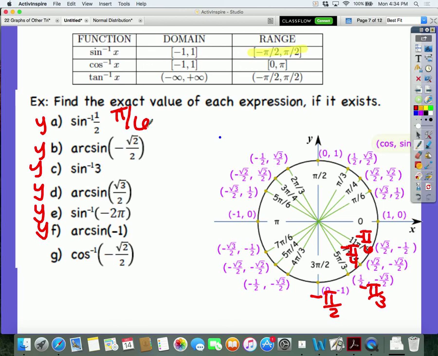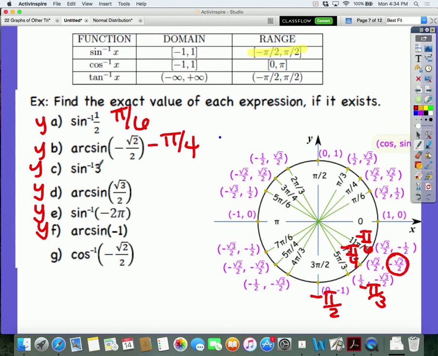Let's look at the next one. Sine inverse of negative square root of 2 over 2. Well, negative square root of 2 over 2 is right here, or at least it's where the y value is negative square root of 2 over 2. And that corresponds to negative pi over 4. Remember, it's not 7 pi over 4 because our range is between negative pi over 2 and pi over 2. That's why it's negative pi over 4.